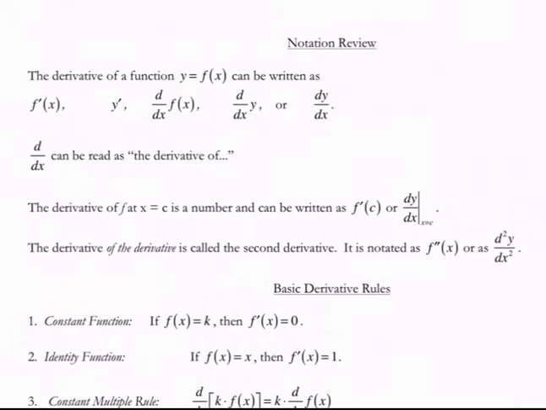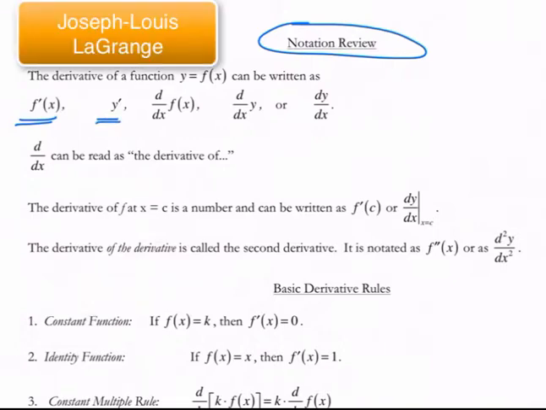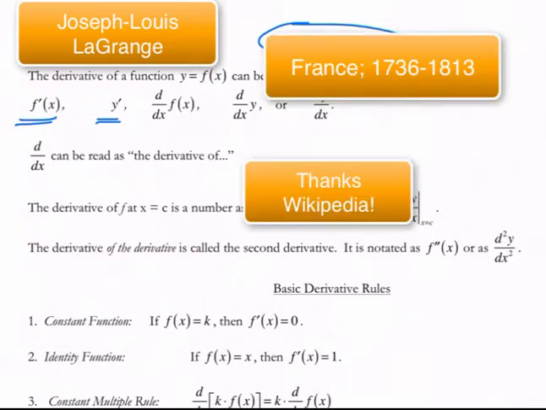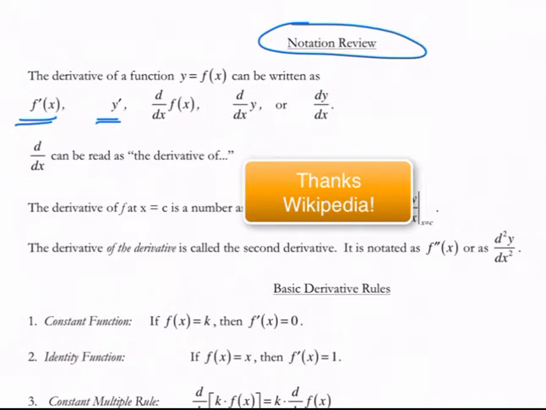So the notation is here, and some of this notation we've already talked about. If you have a function y equals f of x, you can write the derivative as f prime of x or y prime. These are both called Lagrange notation after the mathematician Lagrange. But there's also another way to do it, which is important that you know.